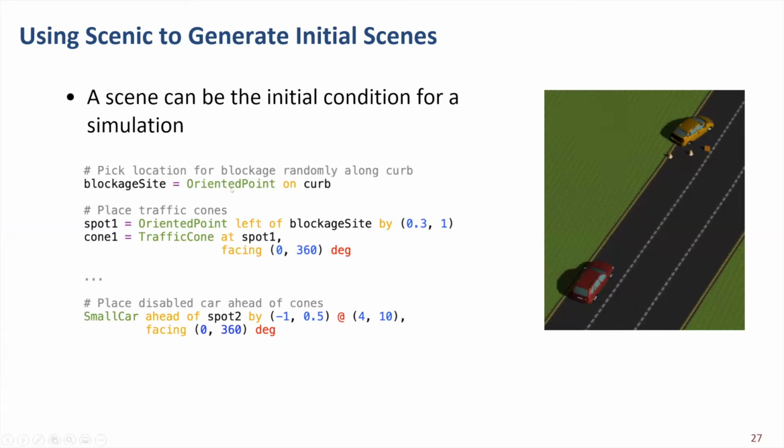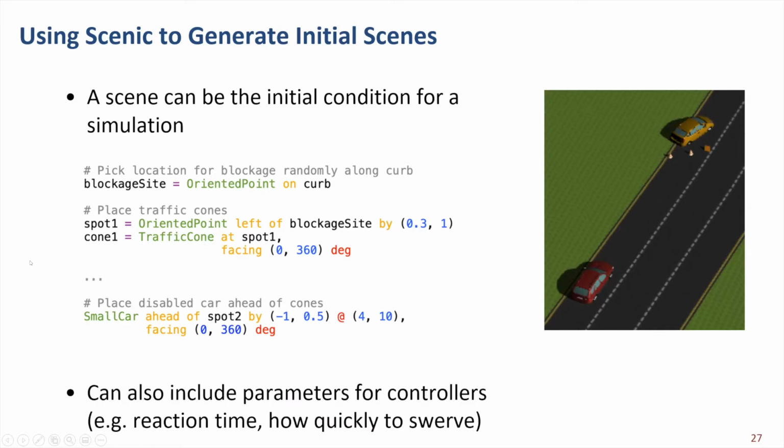But the idea here is you pick a site where you're going to place the stalled car. You pick spots for all the 3 cones with orientations for them. And then you place the disabled car, which is a particular object called small car, ahead of the stalled site facing a certain orientation, right? And that's the entirety of your code.